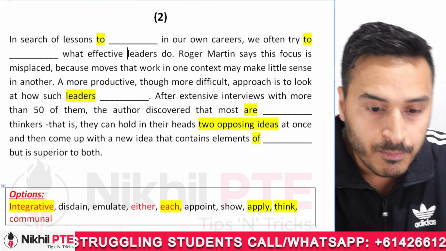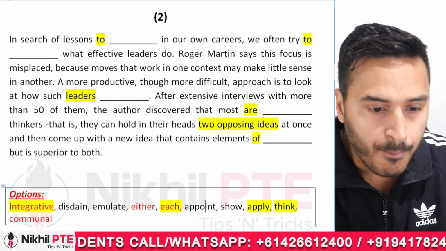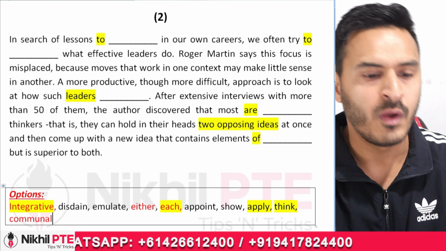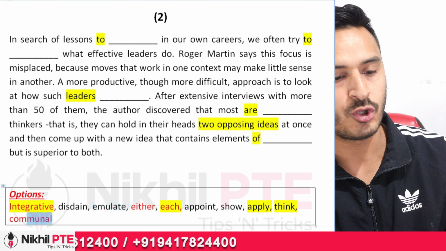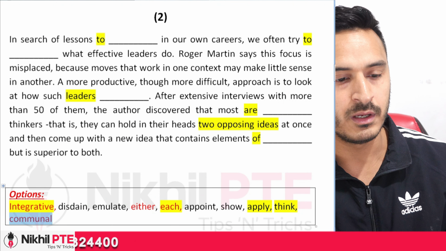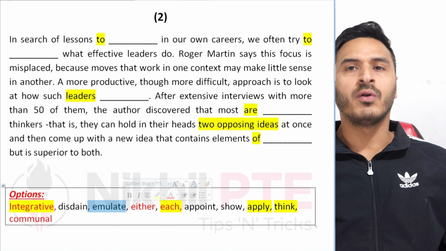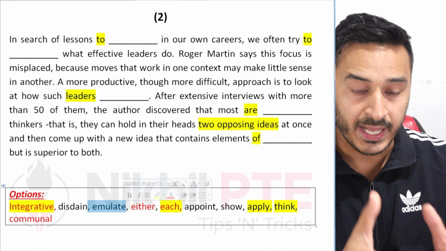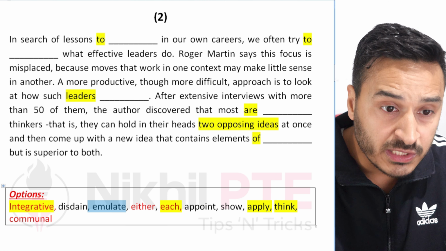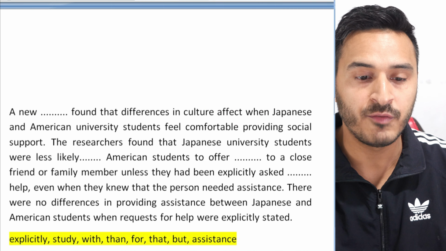So the answer will be between show, no; appoint, no; disdain, no. We are left with only emulate and communal. Communal will never come after to. So we are left with only emulate. However, I don't know the meaning of emulate, but my guess is accurate. So this way you can solve your PTE reading fill in the blanks.